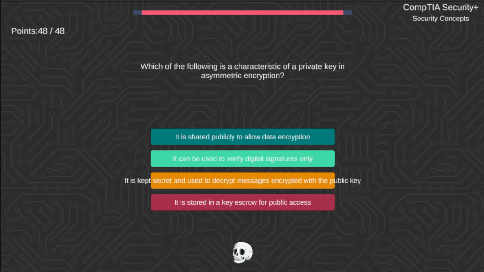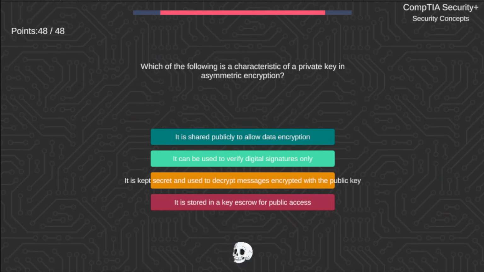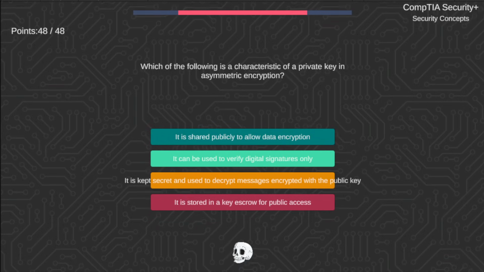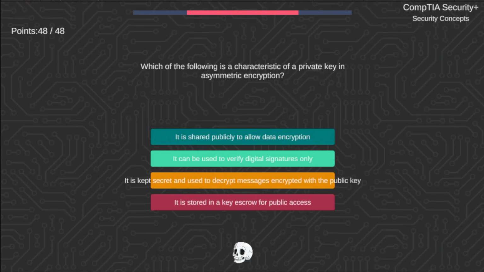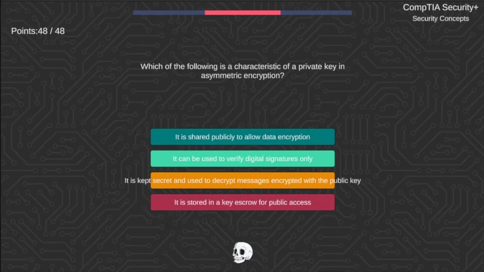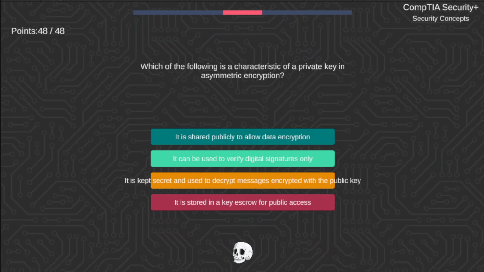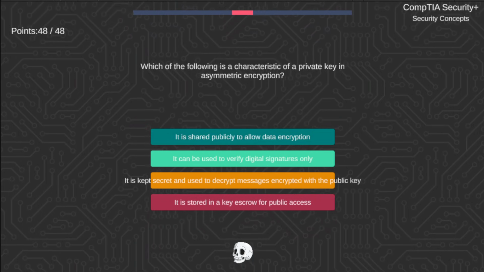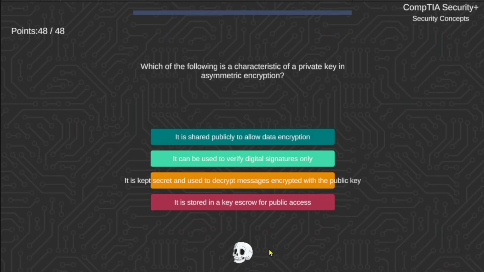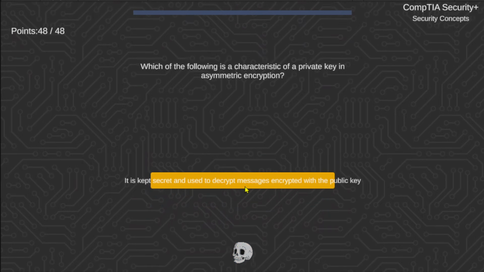Which of the following is a characteristic of a private key in asymmetric encryption? It is shared publicly to allow data encryption. It can be used to verify digital signatures only. It is kept secret and used to decrypt messages encrypted with the public key, or it is stored in a key escrow for public access. A characteristic of a private key in asymmetric encryption. Correct answer, and we basically just touched on this in the previous question, is it is kept secret and used to decrypt messages encrypted with the public key.